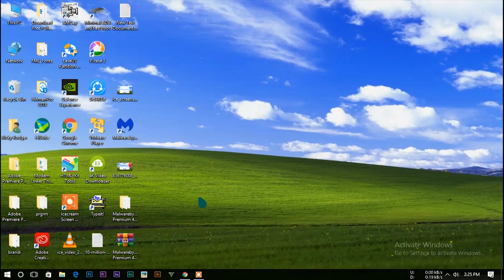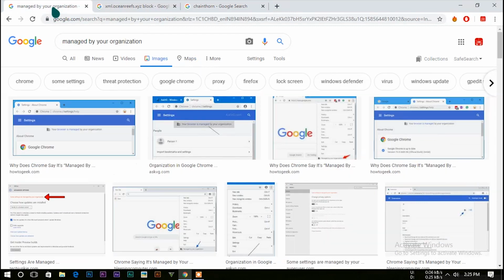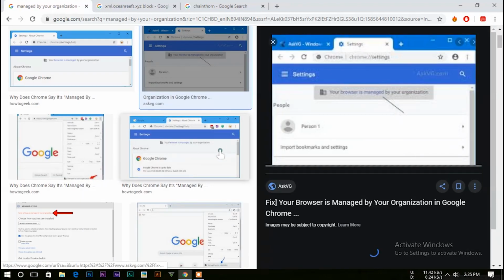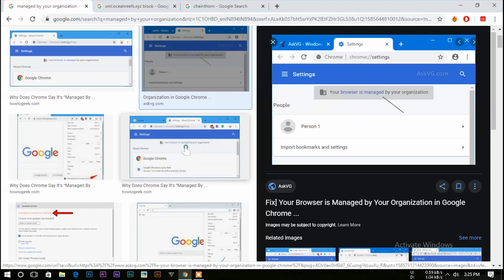So recently I had this weird virus which always hijacked my browser, showing "managed by your organization." It shows around here and it also shows on my Chrome, Explorer and Mozilla as well. So this is what it looked like when it hijacked your browser: "managed by your organization." Usually it happens at your workplace or something, but I don't know how it happened.